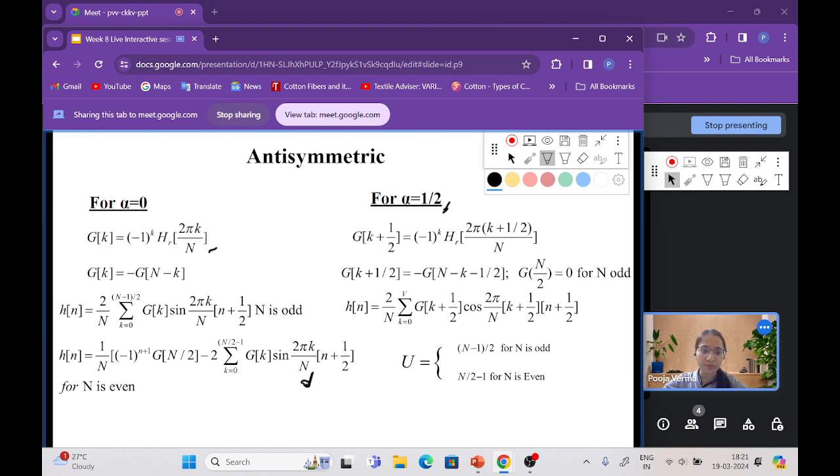And here g(N/2) is equal to 0 for N odd in this equation, and h(n) we will get from 2 by N, k varies from 0 to U, or V, you can take here U, g(k + 1/2) cos(2π/N (k + 1/2)(n + 1/2)), and similarly U we can find out from here: if N is odd, (N-1)/2, and if N is even, then N/2 minus 1.